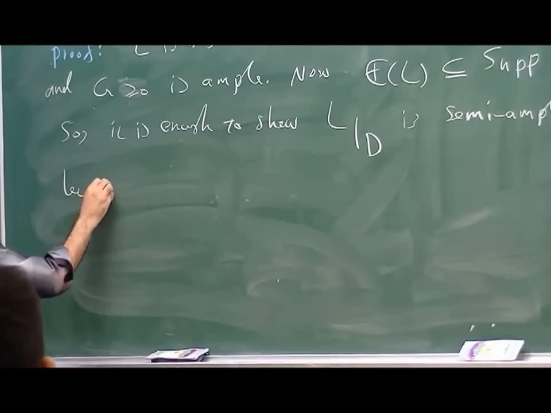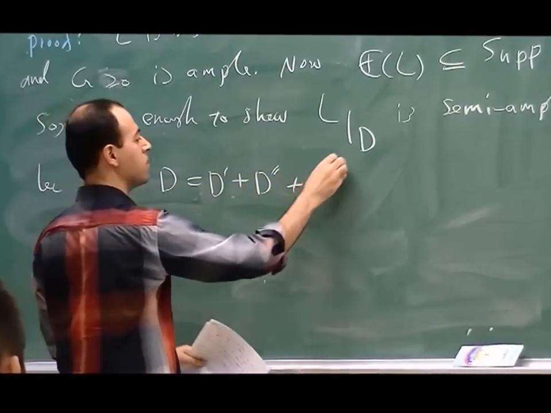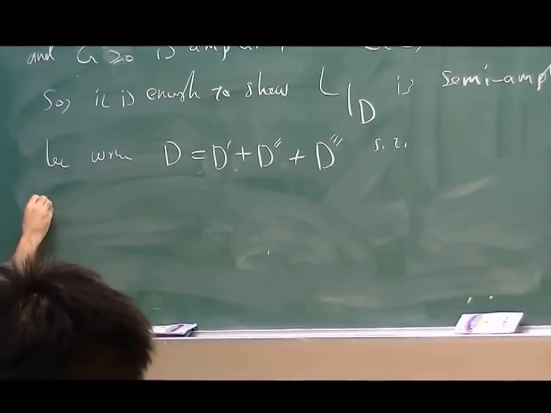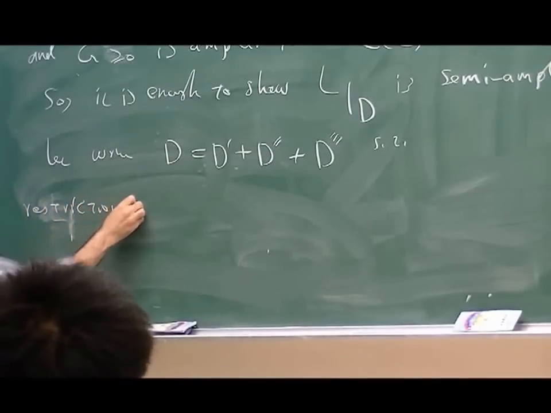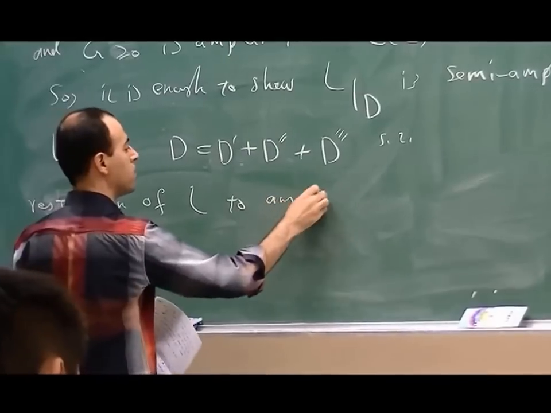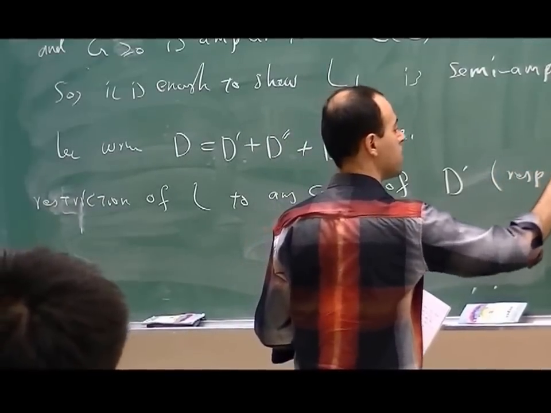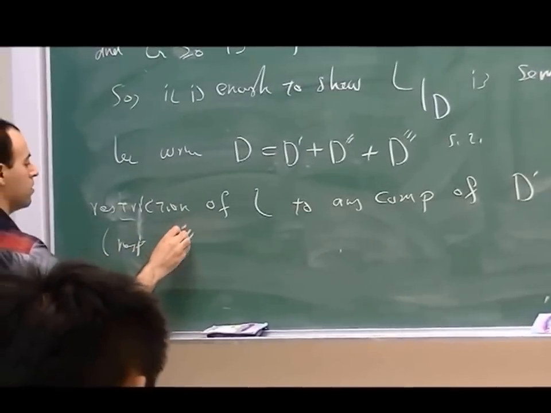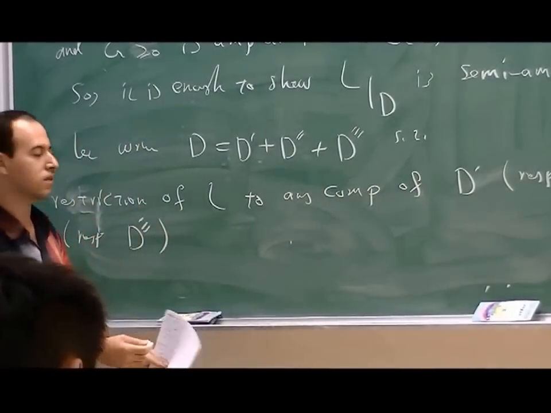So let's take a decomposition. Let's write D prime plus D double prime plus D triple prime, such that if I restrict L to any component of D prime, but then respectively D double prime and respectively D triple prime, it has the following property. So if I take any component of D prime, L is just numerically trivial there.